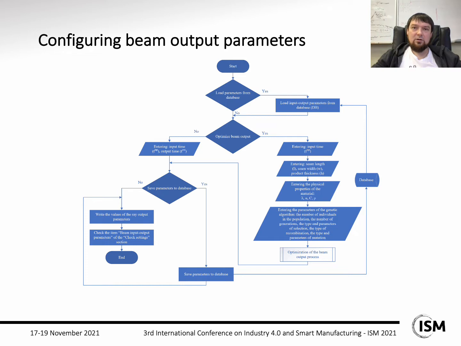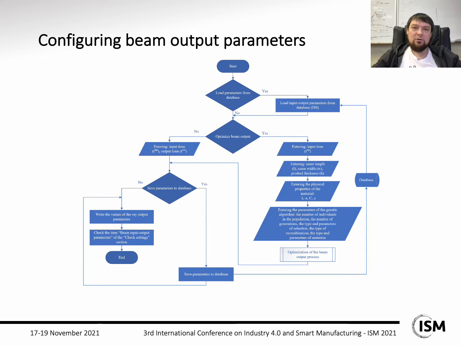This slide presents a block diagram for setting the beam output parameters. The program has the ability to load the previously saved beam input-output parameters from the database. If you don't need to load parameters from the database or it has been loaded, then the operator has the opportunity to manually enter the time of input and output of electron beam, or use the optimization block and enter the seam length, seam width, product thickness, and physical properties of the material, as well as the input time of the beam.